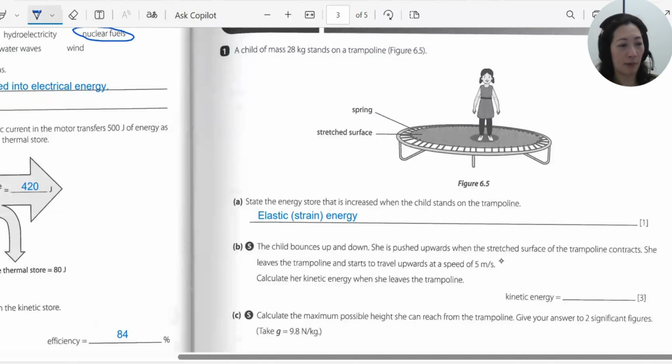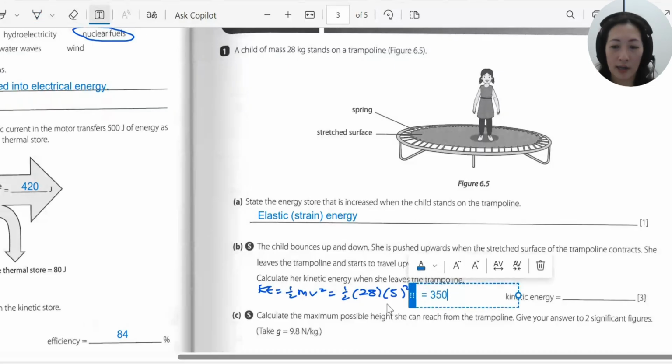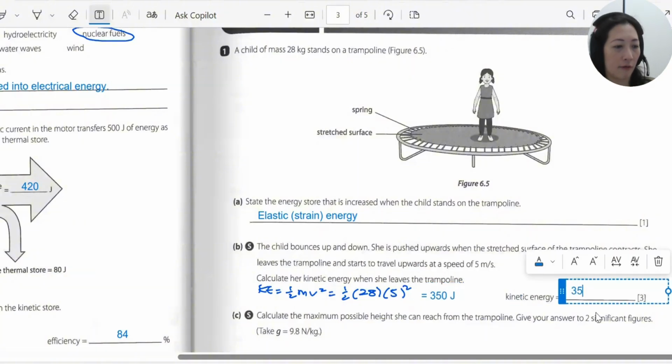This is pretty straightforward. They've given you her speed and mass. To calculate her kinetic energy, use the equation half mv squared. Let's substitute m as 28 and v as 5. One thing that a lot of students tend to forget is to square, so don't forget to square the value of the speed. The total kinetic energy that you should obtain here is 350 joules. So that's the value you write in here.